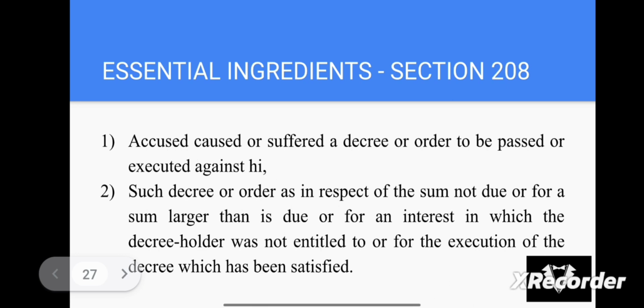The essential ingredients of Section 208 are: the accused caused or suffered a decree or order to be passed or executed against him. Such decree or order was in respect of a sum not due or for a sum larger than is due, or for an interest to which the decree holder was not entitled, or for the execution of a decree which has been satisfied.